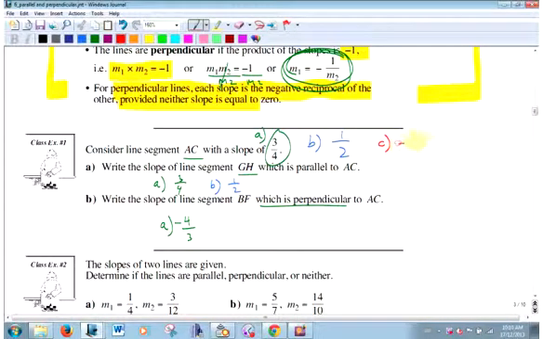Example C. The slope of some line is negative 3. If I'm asking you for the slope of something parallel to this line, what's its slope going to be? Tough stuff, eh? Okay. Some line has a slope of 1/2. What is the slope of something perpendicular to it? I take the negative reciprocal of it. How do I do that? I flip the numbers.